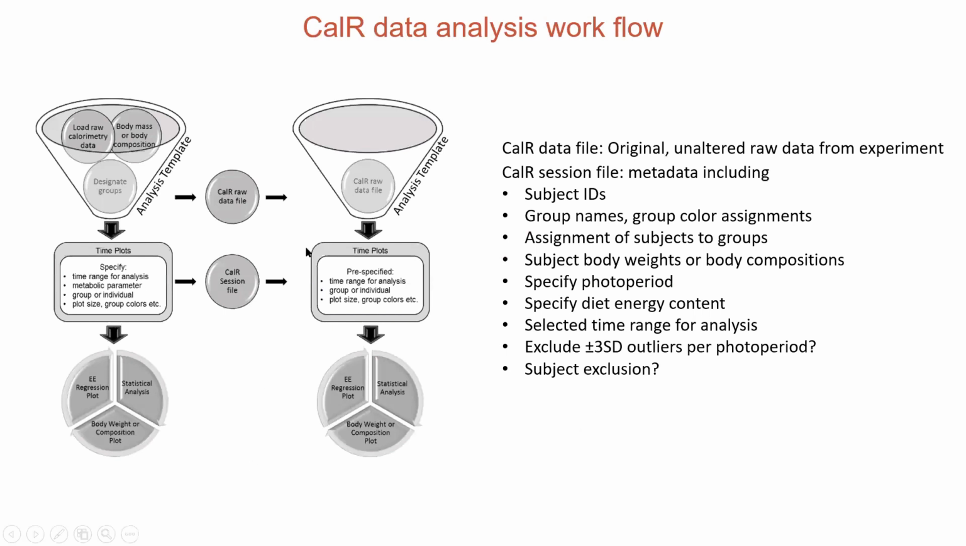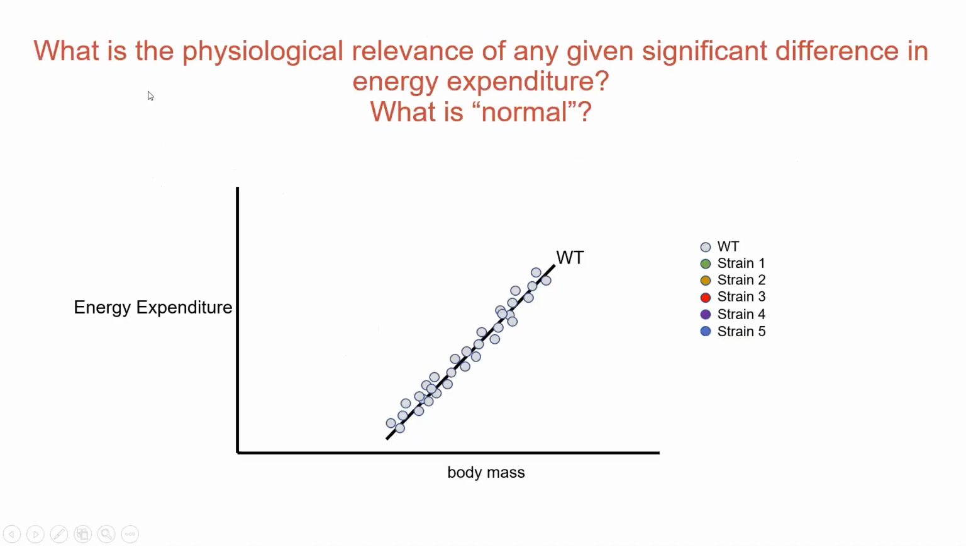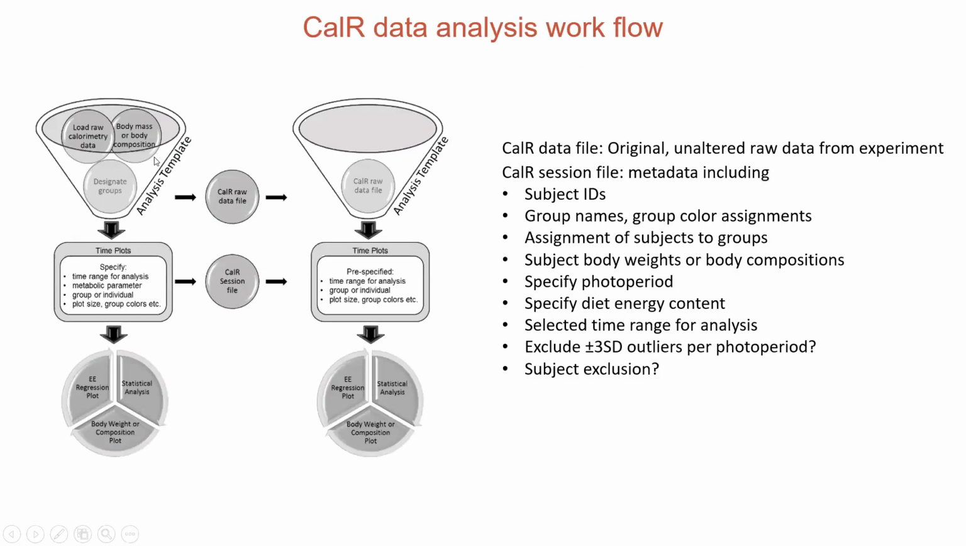Something you should know about how CalR works is it starts off with this cone where you load in your raw calorimetry data, which you can put into a CalR data file, the original unaltered raw data from the experiment. And then you also make a session file, which includes the body mass and composition, the groups, the group names, the group color assignments, the body weights, body compositions. You can specify the photo periods in your animal room. What diet are you using? What time range are you going to analyze? Are you going to exclude the analyzer, the outliers, and are any subjects being excluded?